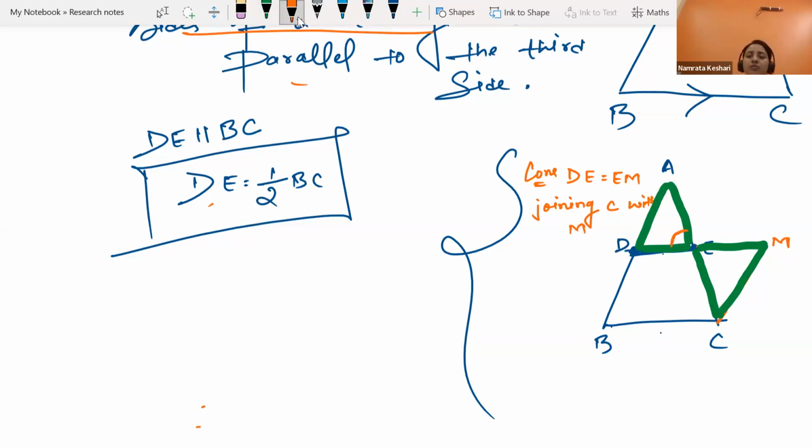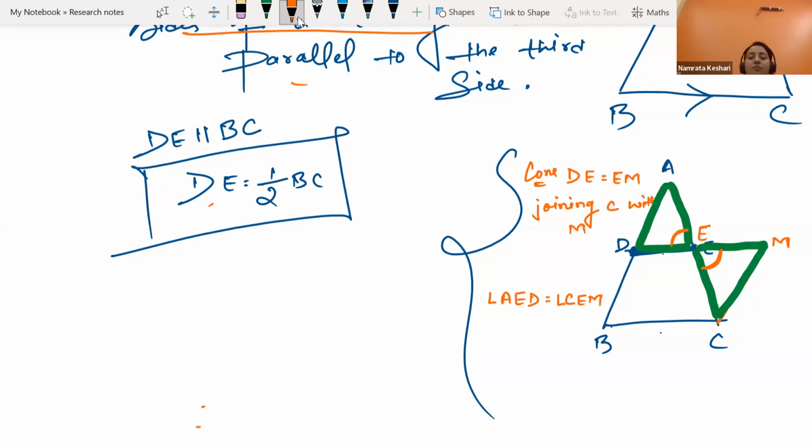So here, can you see a vertically opposite angle? Can everyone see a vertically opposite angle? Okay, angle A. This was C. No, this was E. Okay, angle AED is equal to angle CEM, vertically opposite angles. Okay, this is just the explanation part. We'll be writing everything properly.